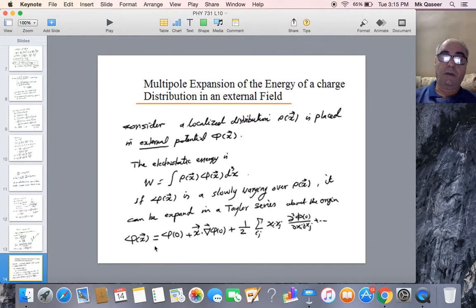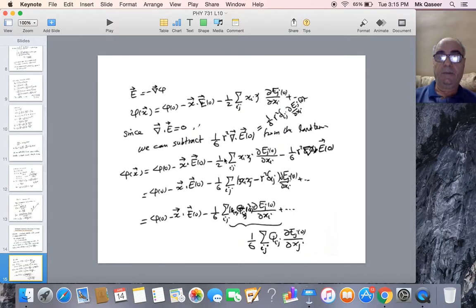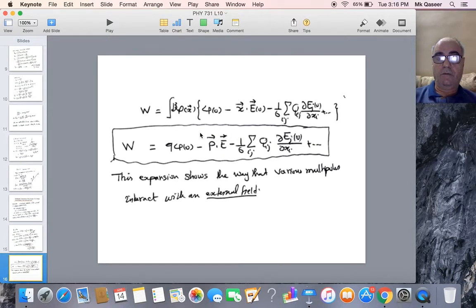A Taylor expansion for this is given by this expression about the origin. Now let's simplify the third term by subtracting this term, and then doing a little algebra. We finally reach this term. Substituting in W for phi, we get this expression.